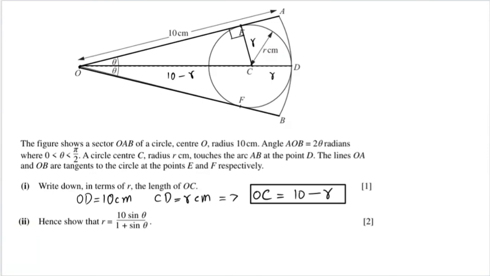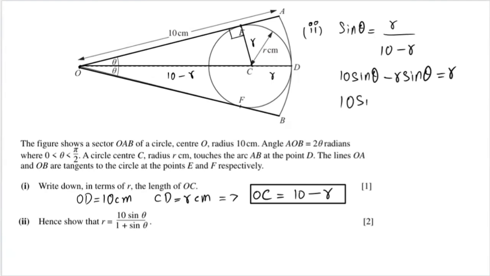Since it involves sine theta, I'm going to use sine theta equals, I'm solving part 2 over here, sine theta equals r divided by 10 minus r. You might be thinking, why did I go with sine theta? So always keep an eye on what you're trying to prove. So now the trick is to make r the subject. So let's go. 10 sine theta minus r sine theta equals r. Let's add r sine theta to both sides. So this will become plus r sine theta.